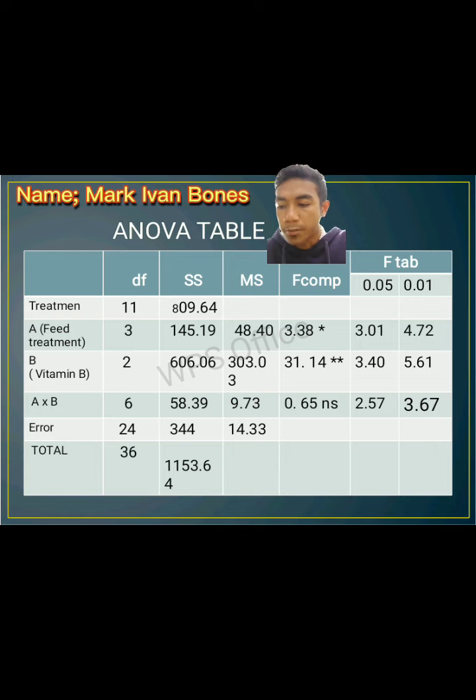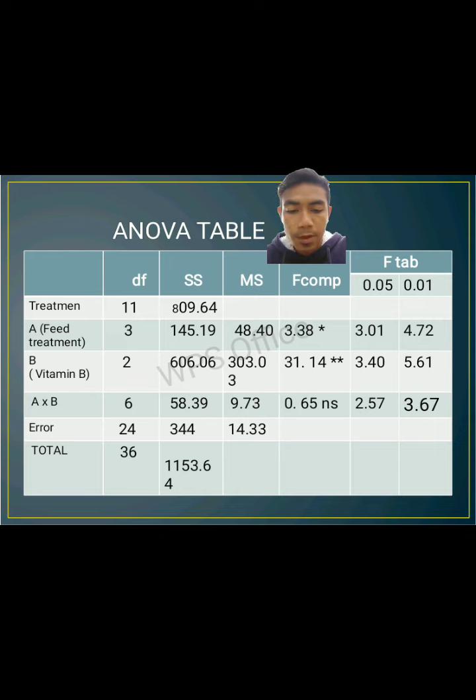ANOVA table. SV is equals to treatment. Degrees of freedom is equals to 11. Sum of square is equals to 809.64. A, or the feed treatment. Degrees of freedom is equals to 3. Sum of square is equals to 145.19. Mean of square is equals to 48.40. F computed value is equals to 3.38. F tab at 0.05 is equals to 3.01. At 0.01 is equals to 4.72.